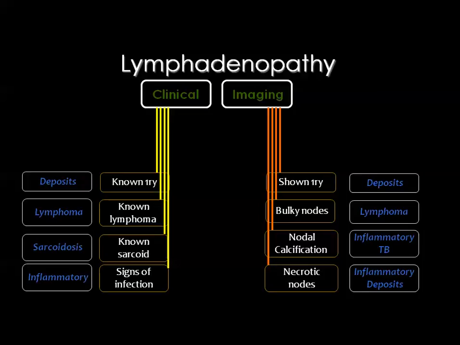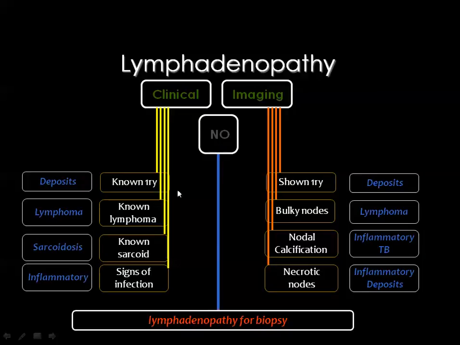And this is the way I use to report the nodes anywhere in the body. If you do not have suggestive clinical data or suggestive imaging findings, you just say in the report, this is lymph node pathology, and the best way for evaluation is to go by a biopsy to confirm the diagnosis.